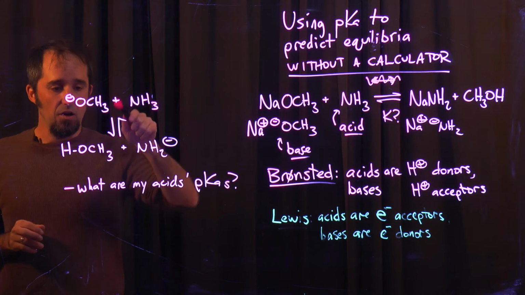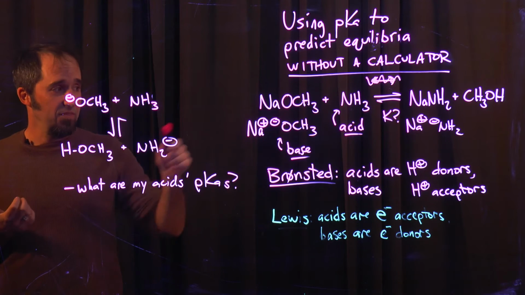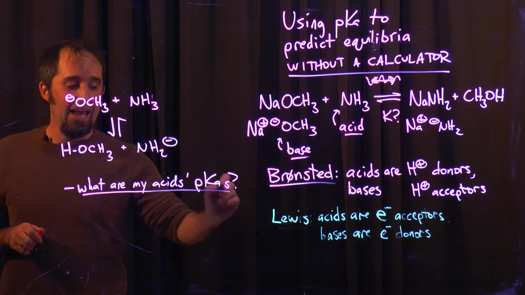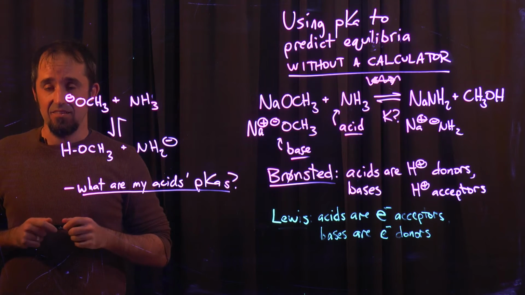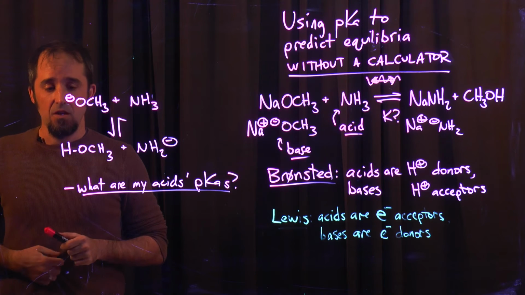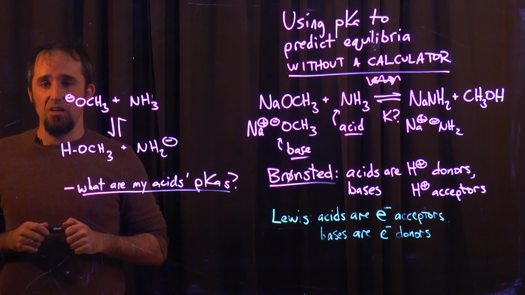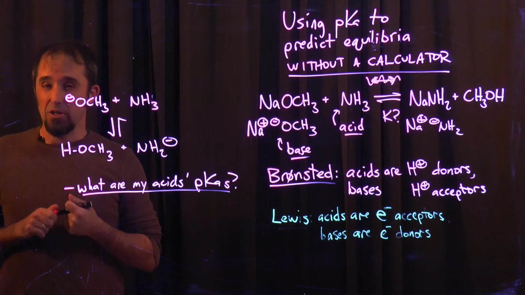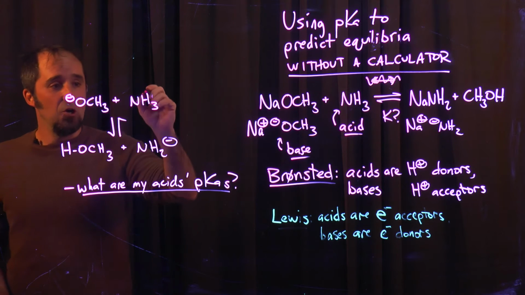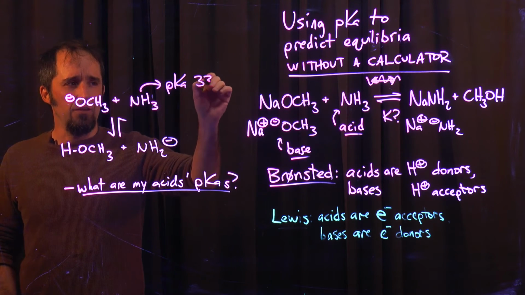Okay, I've redrawn my equilibrium here. To figure out what the equilibrium constant is, I need to know the pKa's for my acids. And again, these are molecule specific, not concentration specific. So how do I know what the pKa of NH3 is? Well, I'd probably go look it up. This is something you can look up in a book or on Wikipedia. I happen to know that the pKa for NH3 is about 33.